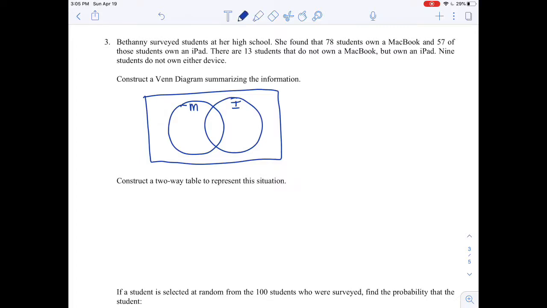Kind of the same thing with the I one, like 57 of those students own an iPad. Again, I don't know what proportion goes outside of the overlap, inside of the overlap, so I'll come back to that in just a second.